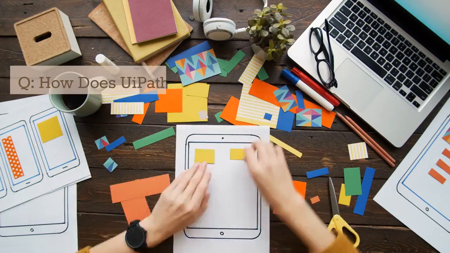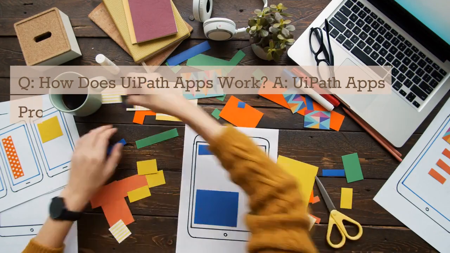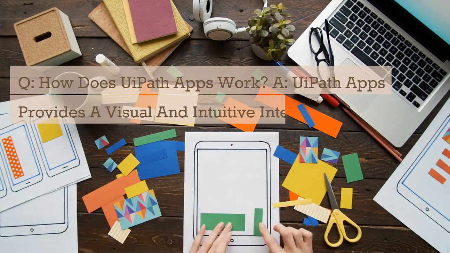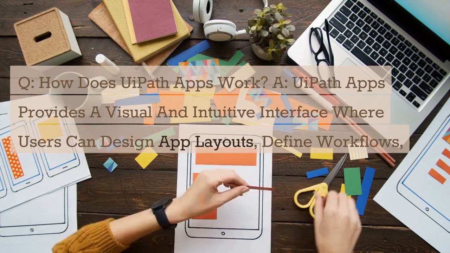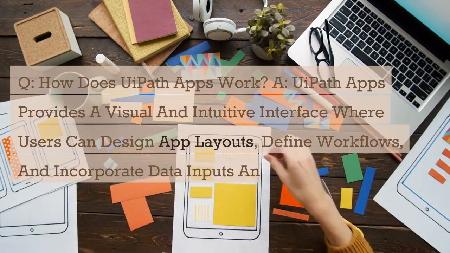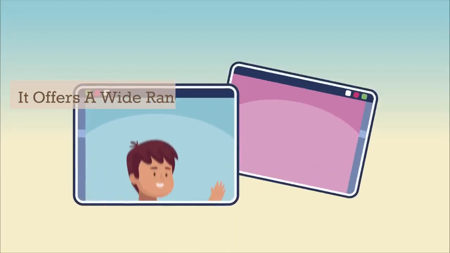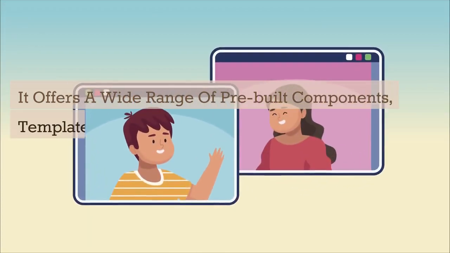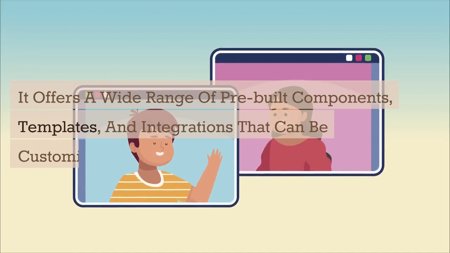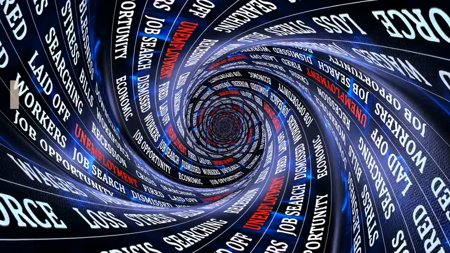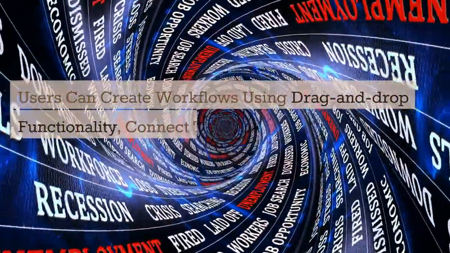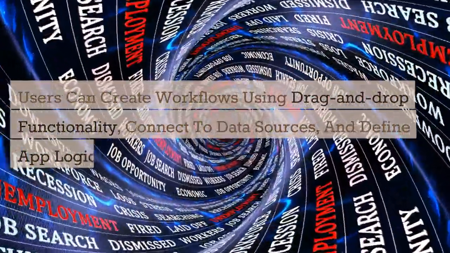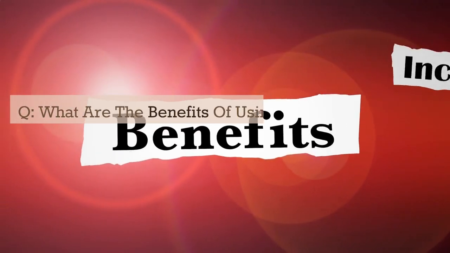Q. How does UiPath Apps work? A. UiPath Apps provides a visual and intuitive interface where users can design layouts, define workflows, and incorporate data inputs and outputs. It offers a wide range of pre-built components, templates, and integrations that can be customized to meet specific requirements. Users can create workflows using drag and drop functionality, connect to data sources, and define app logic through visual editors.